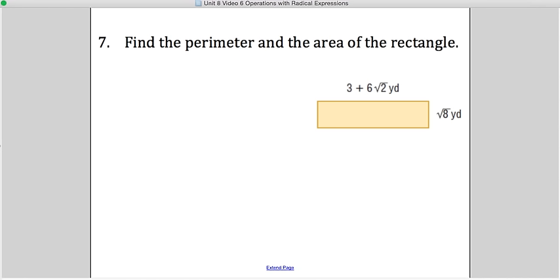So 7 says find the perimeter and the area of the rectangle. So remember, perimeter, it's just when you add up all your sides.